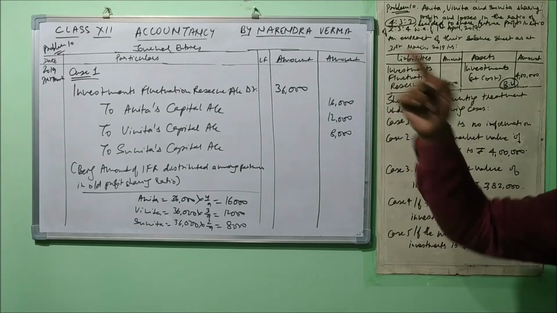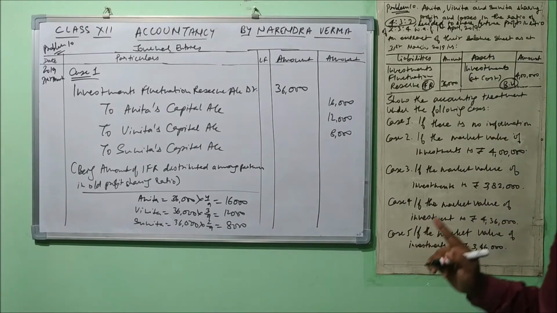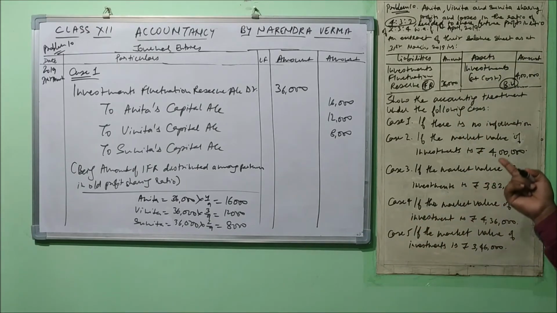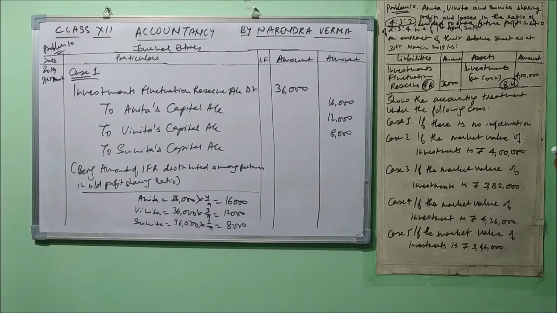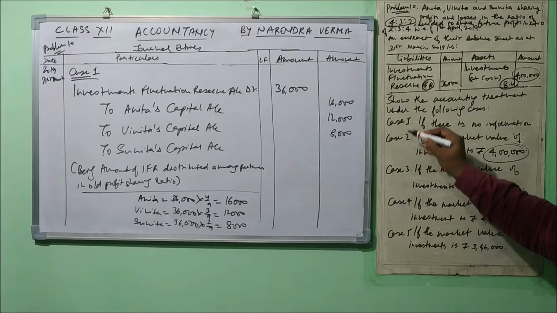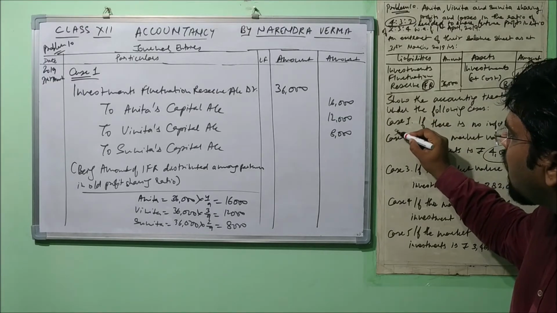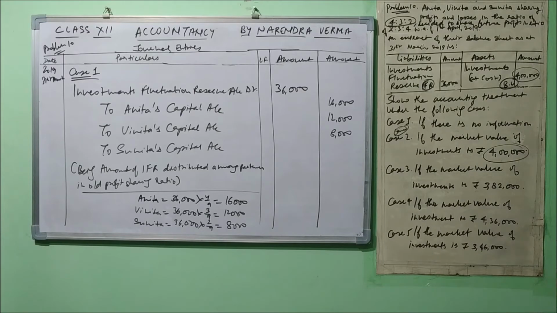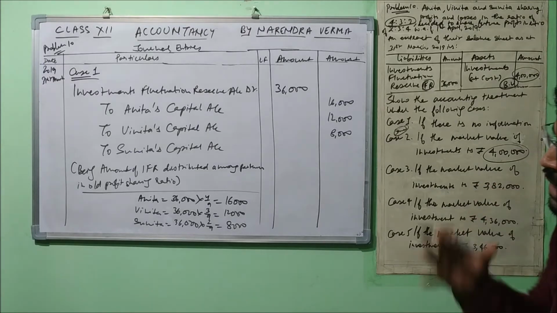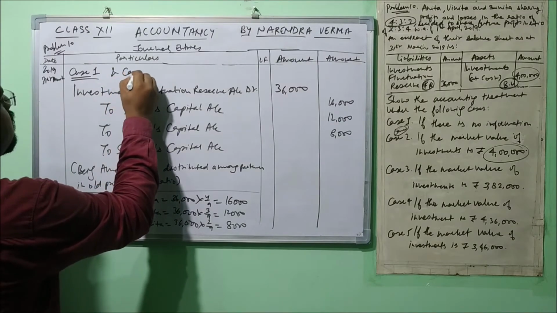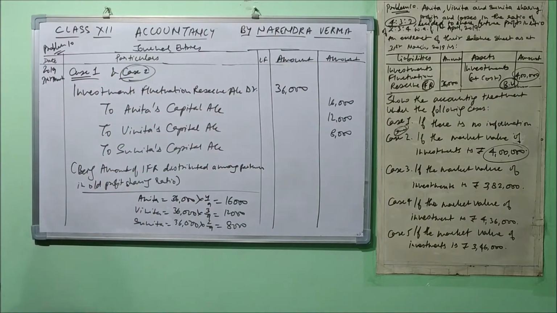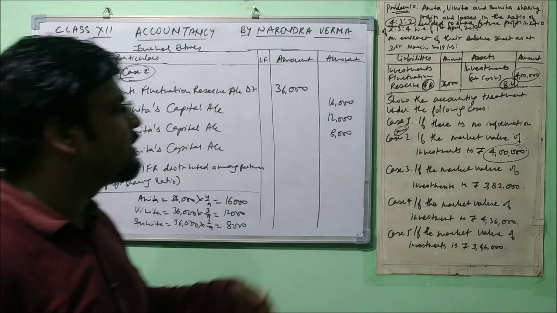Understood? That is the very first case, when market value is equal to the book value. Because there is no information given, we'll assume that only. Now let's move on to case 2. Case 2 says that if the market value of investment is rupees 4 lakh, this is also 4 lakh, so case 1 and case 2 are both the same. Only there is a difference of language, but the cases are the same. When the cases are the same, the treatment will be the same. So for case 1 and case 2, the same entry will be passed. Understood? Now let's move on to case 3.